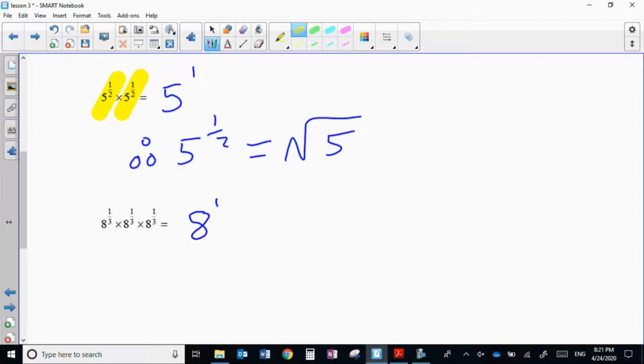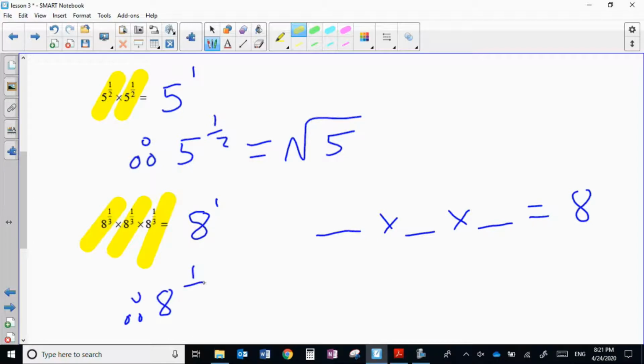So look what I've done now. I've taken this number that I'm highlighting and I've multiplied it by itself 3 times, and I got the number 8. It's kind of like this right here. Well, what is the only number that fits here? Hopefully by now you realize 2. 2 is the only number that fits here. So 8 to the power of a third has to be 2.